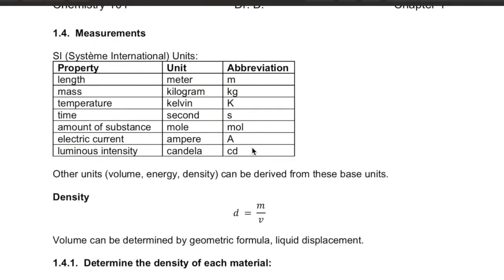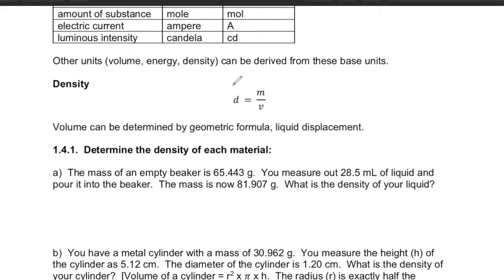So these are the official units of the 7 base properties that matter can have. There are other properties that matter can have, volume, density, and those are all combinations of these base units. The first type of unit we're going to work with that is a combination of units is the density of a substance. I mentioned before it is the mass per volume of a substance.